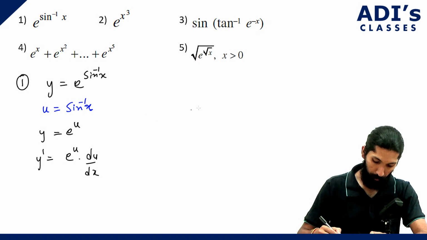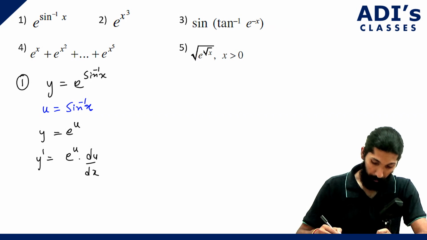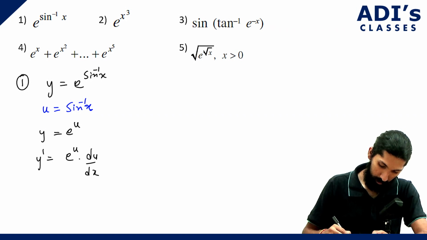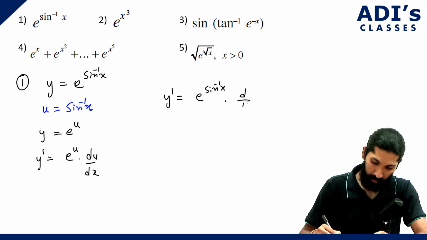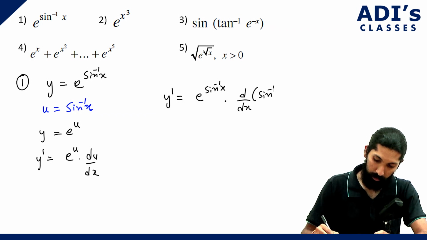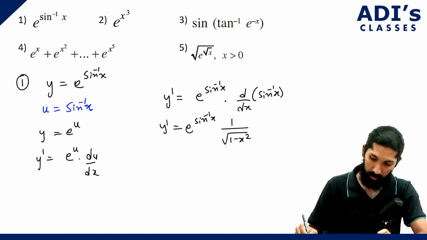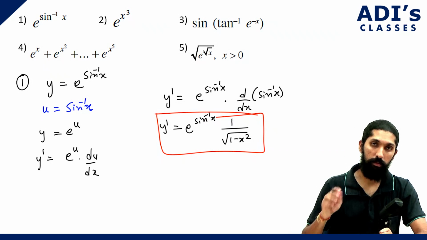Now when you have e to the power of u into du divided by dx, you need to find du by dx, isn't it? So you will get y dash is equal to e power sine inverse of x into d by dx of sine inverse x, right? e power sine inverse x into 1 by root 1 minus x square. This becomes y dash. So the answer for this one is going to be this. Clear?